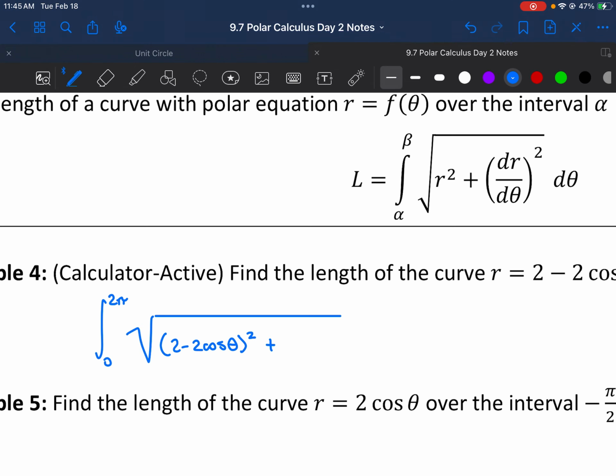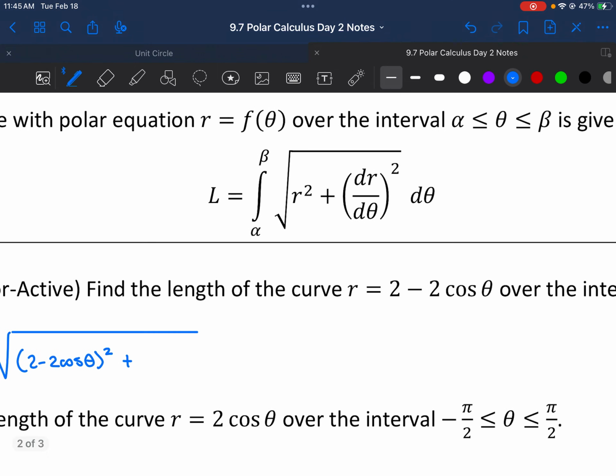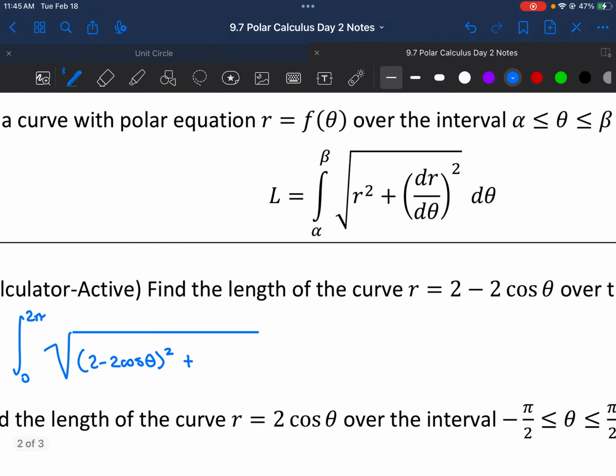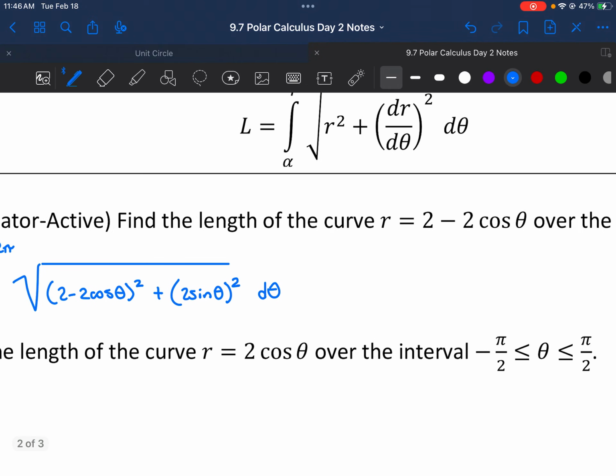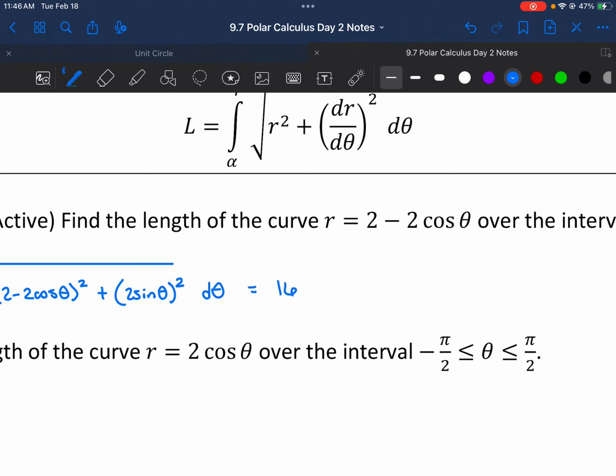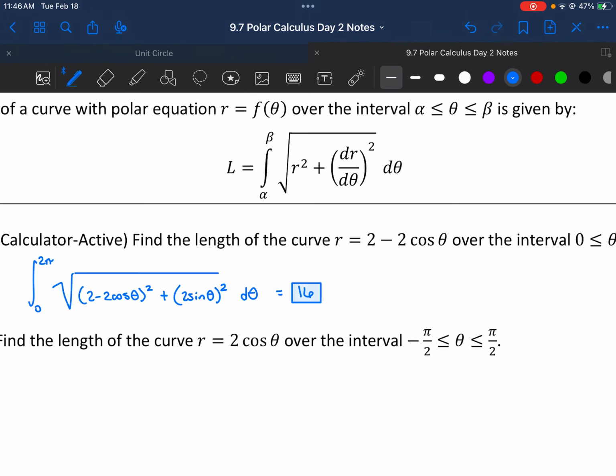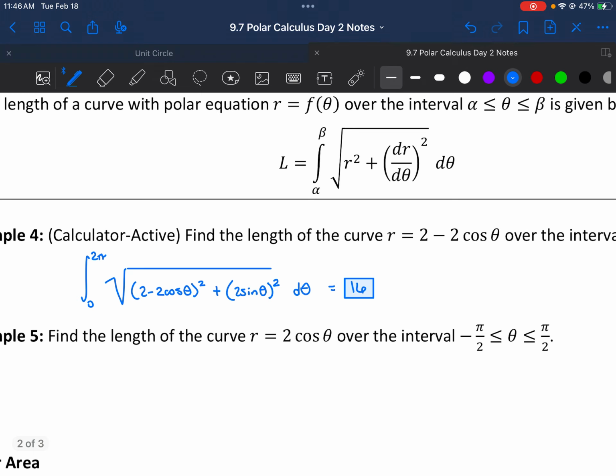plus dr d theta squared. Okay, so we need to calculate dr d theta, so we're just going to calculate r with respect to theta, and that would just be 2 sine of theta squared d theta. Go ahead and throw that in the calculator, double check that you get the answer that I get. Okay, so pause the video if you want to try it out, double check that you get 16.